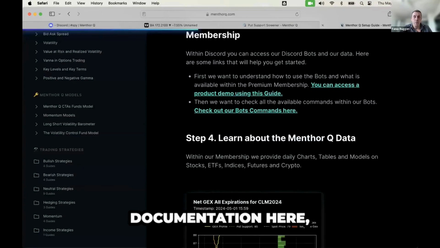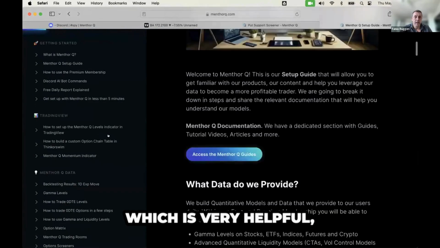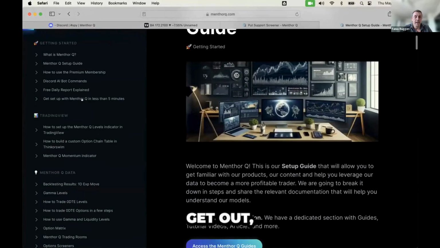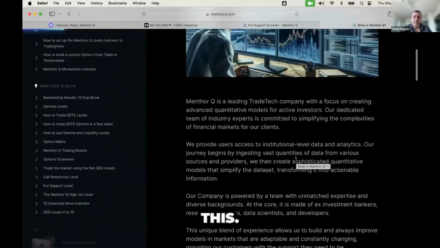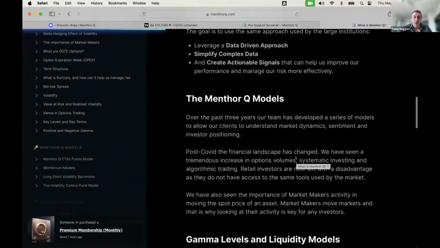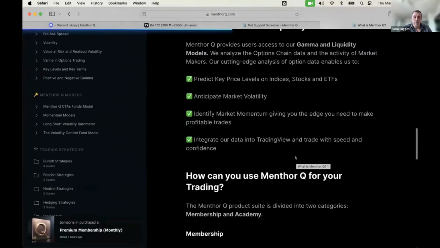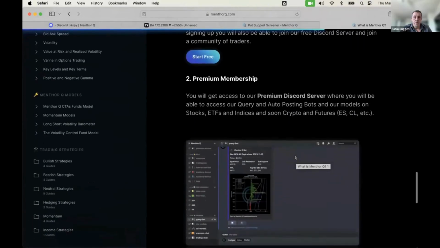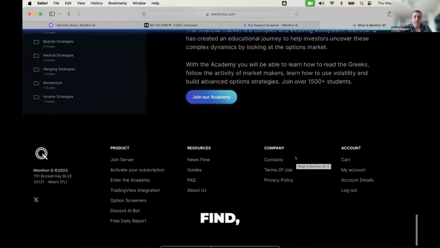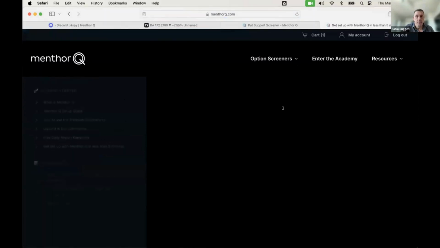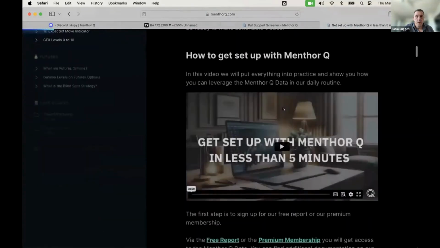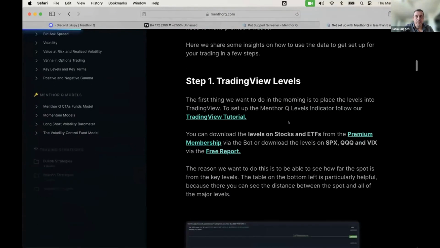We also have another documentation here, which is very helpful: get set up with MenthorQ in less than 5 minutes. So let's go through this. Okay, so there's a video.